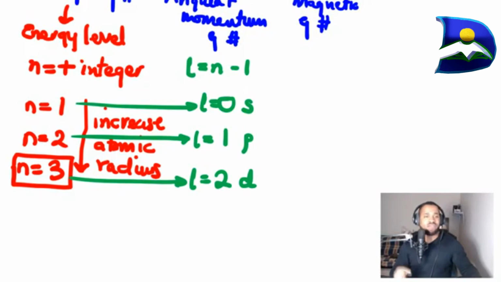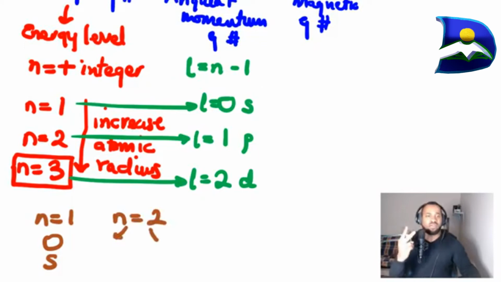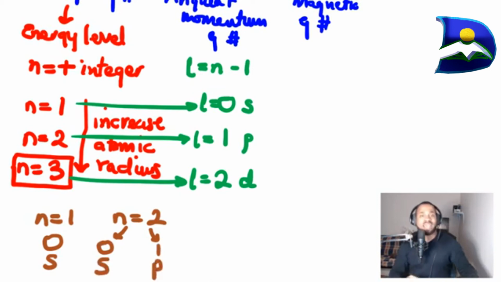In conclusion, for our ground state, we only have one type of orbital, which is s. For our second energy level, n equals 2, we have 2 types of orbitals, 0 and 1, which is spherical, and the p orbital. And finally, n equals 3: we have 3 types of orbitals, 0, 1, and 2, where 0 is the s orbital, which is spherical.